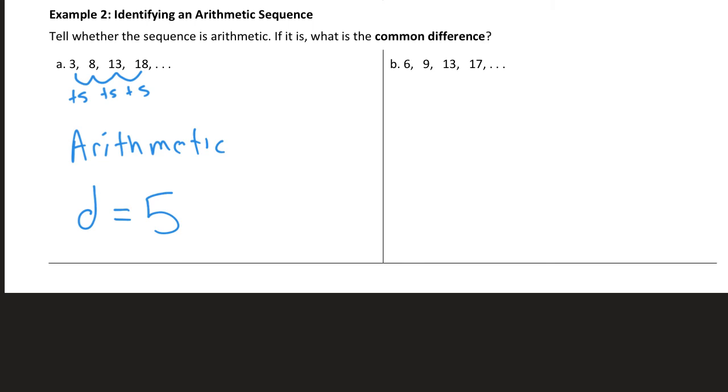Our next example, plus 3, plus 4, plus 4. Now, I get that it's increasing by addition, but it's not increasing by the same common difference to get the next term. So this is not arithmetic. So it doesn't have a common difference if it's not arithmetic. So that's an important distinction to make. They can be increasing by addition, but they have to increase by adding the same number to each term.